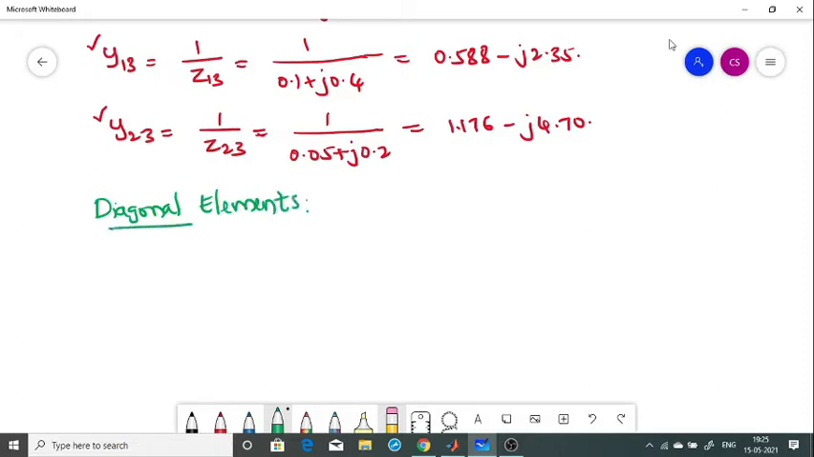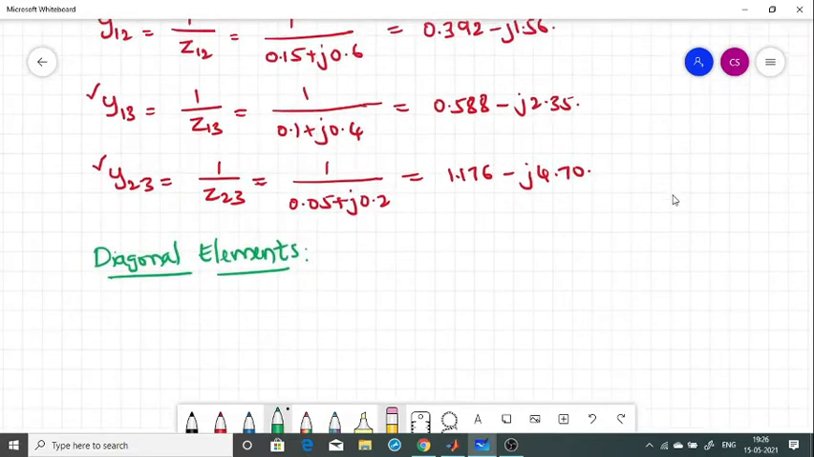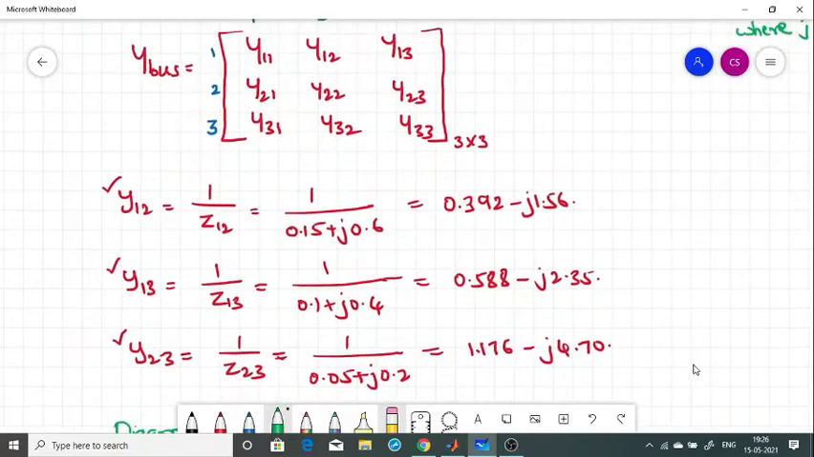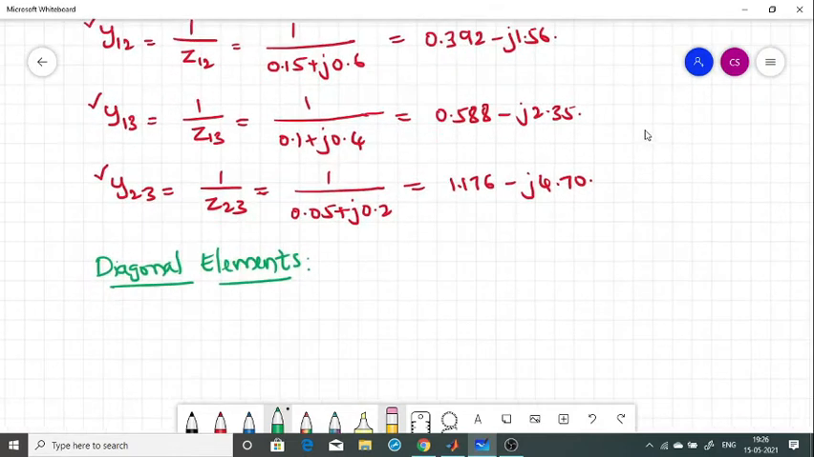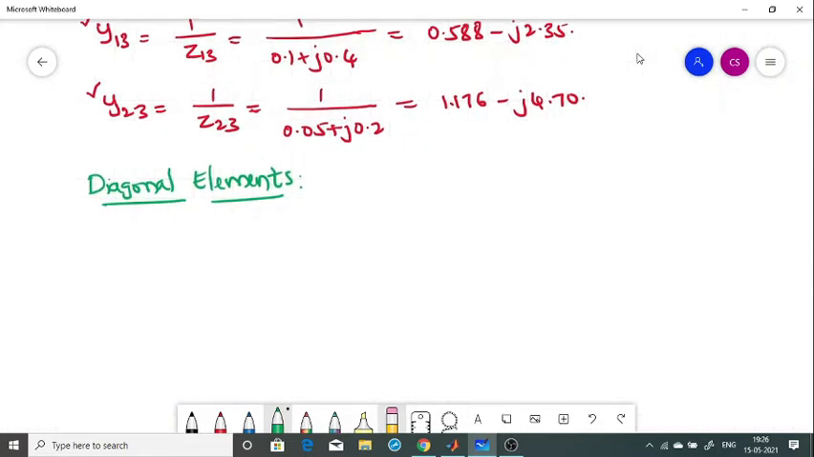So how many diagonal elements are there in the Y bus? In Y bus, we have three diagonal elements because it is a 3x3 system. These all three are nothing but the diagonal elements. The remaining all will be the off diagonal elements. So that means we need to calculate, first of all, capital Y11.